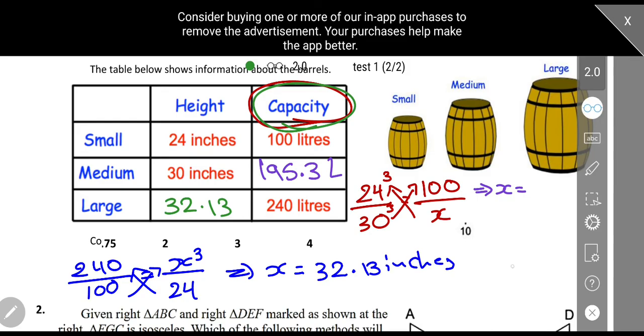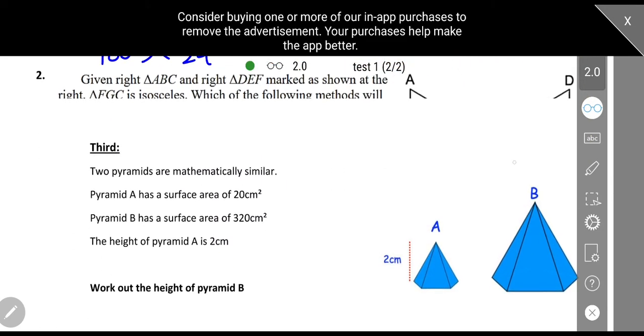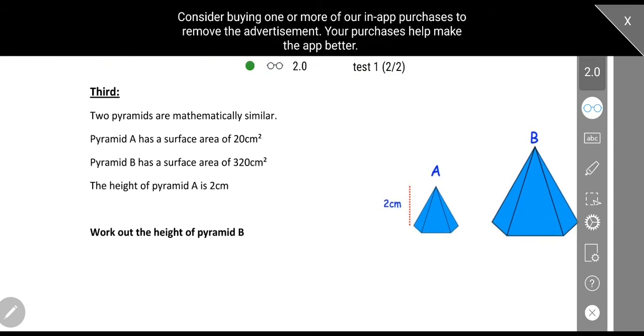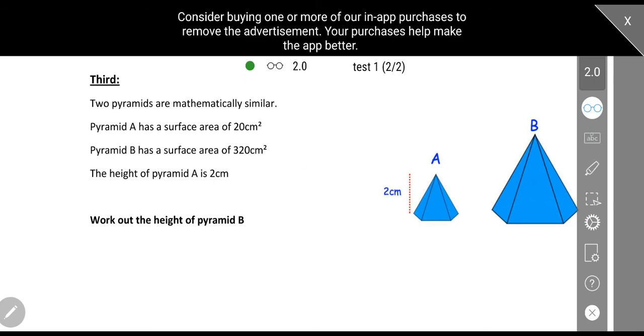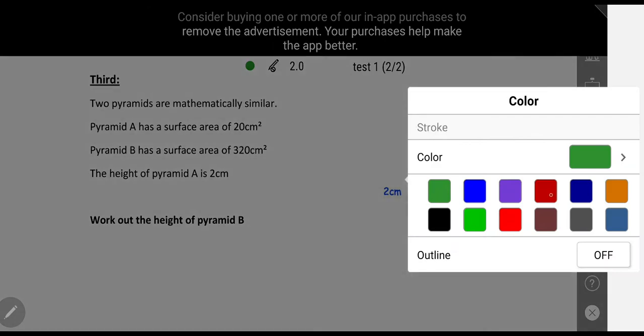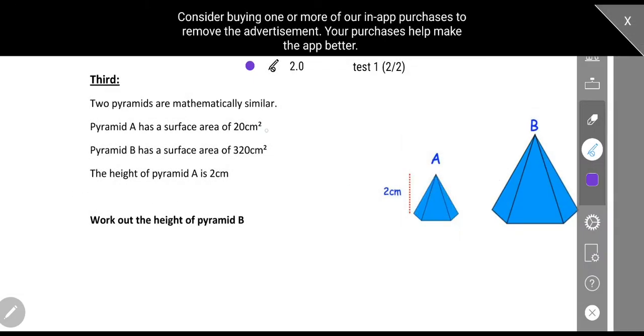Now let's move to the next question, which is the third one here. Two pyramids are mathematically similar. Pyramid A has a surface area of 20 and pyramid B has a surface area of 320. The height of pyramid A is 2 centimeters, and let's suppose x is the height of pyramid B. Let's make a ratio. They told me that they are similar, so we have to put a ratio: 2 centimeters.